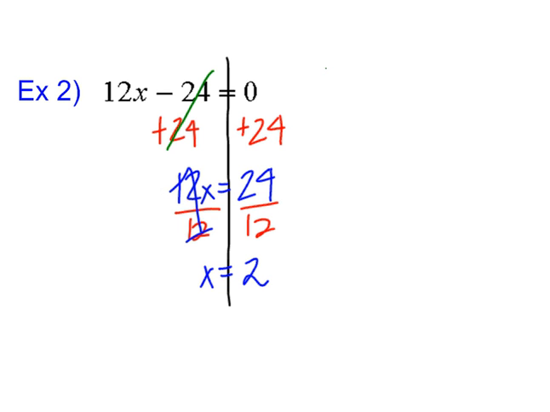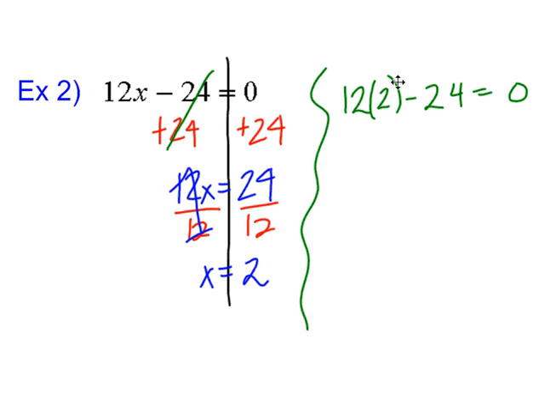We're going to check our solution by rewriting the original equation, but instead of the variable, we're going to put in our answer, which is 2. And we're going to see if we are correct. We'll follow order of operations. 12 times 2 is 24.